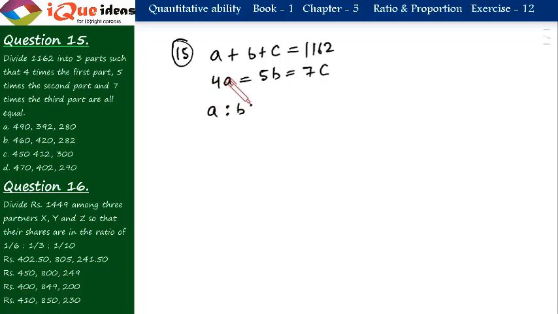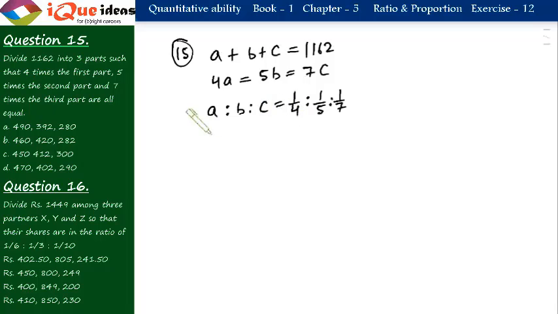From here we can straight away find the ratio of A is to B is to C. We have done it in the theory that whenever we have such a relation, then the ratio of those quantities will simply become the reciprocal ratio of the coefficients. So 1 by 4 is to 1 by 5 is to 1 by 7. I repeat, whenever you have such a relation, where a number is multiplied to quantities, the ratio of the quantities will be directly equal to the ratio of the reciprocals of the coefficients.